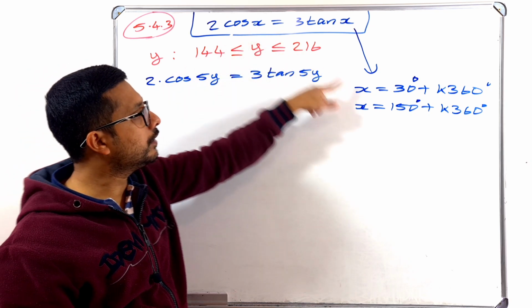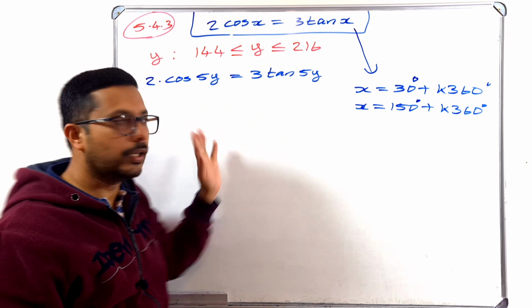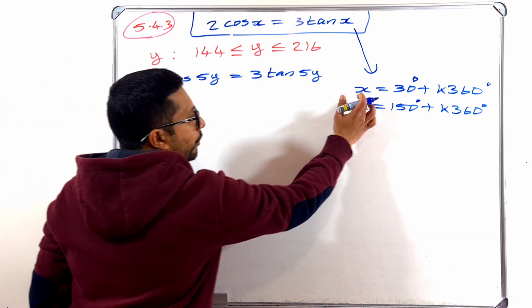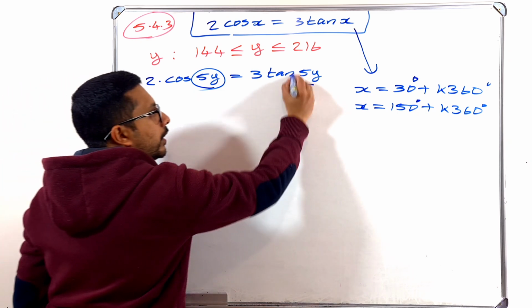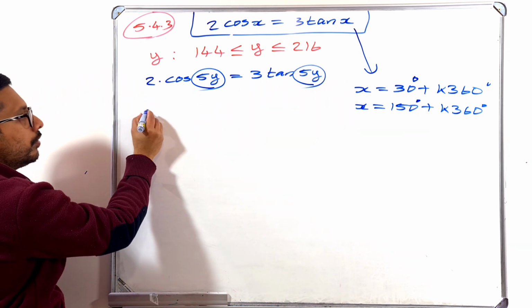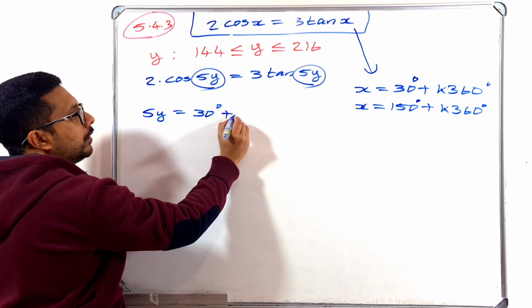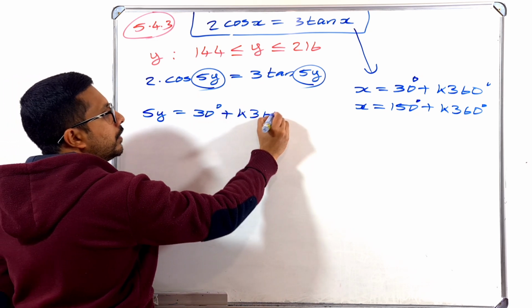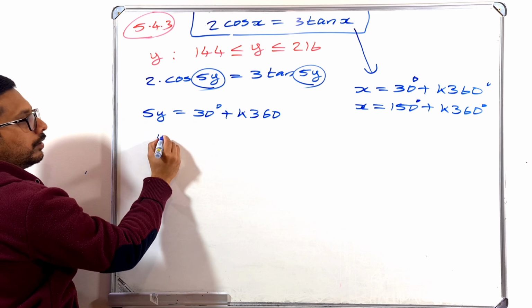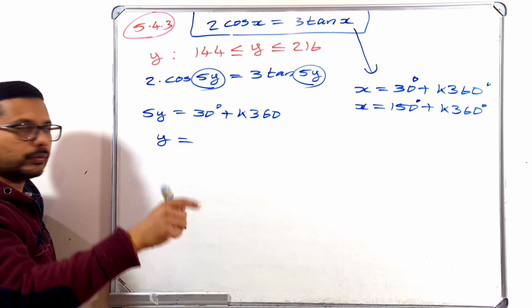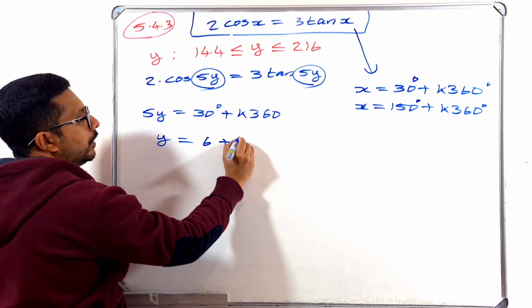So when it is x, this is the solution. So when it is 5y, what is the solution? That's the question. Okay, so look at the first equation. X is equal to, what is x now? 5y. Am I right? X is 5y now. So 5y is equal to 30 plus k 360. Okay, so now what is y? Divided throughout with a 5. So it is 30 divided by 5 is 6 plus k.